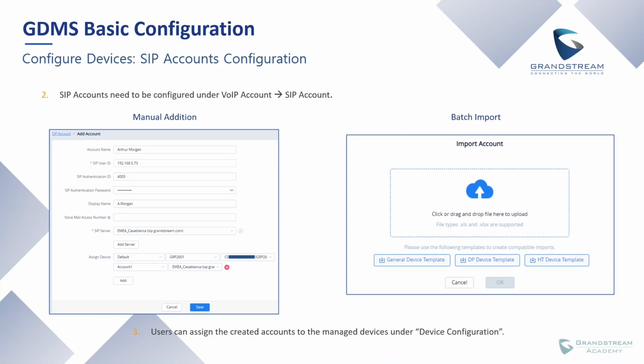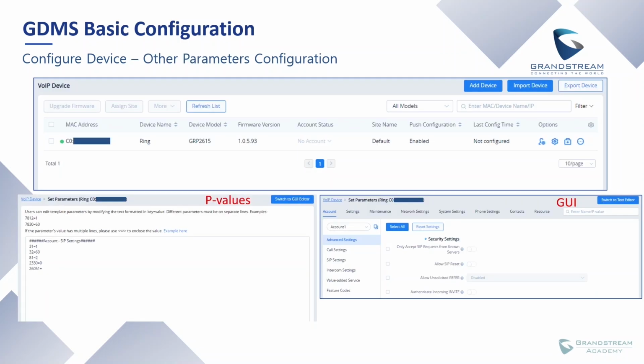The status will be shown as abnormal in the beginning since the GDMS needs to push the configuration. Then it will be turned into normal status when it's registered. From the GDMS, users can configure all the parameters and push it to the devices from the GDMS interface.